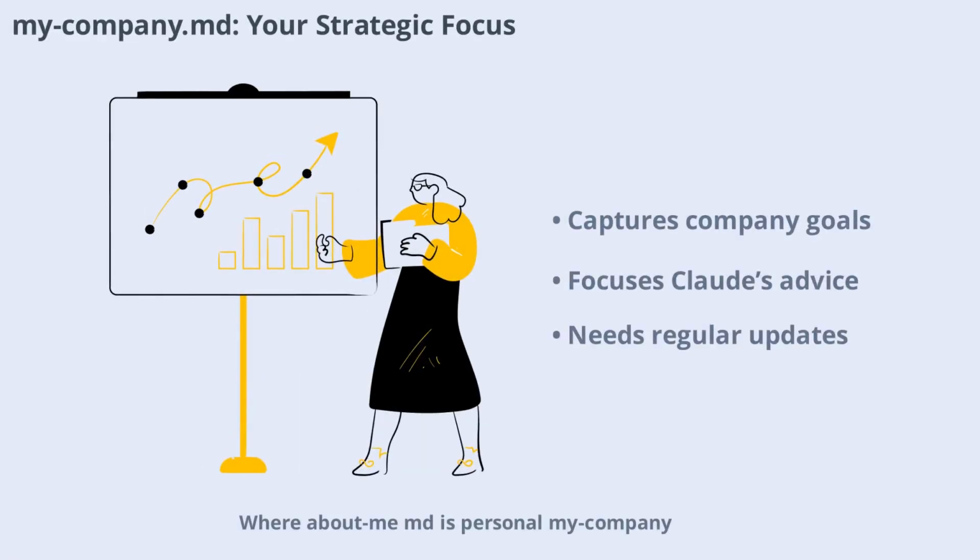Whereas About Me MD is personal, My Company MD is all about your current goals and priorities. It covers what you're building toward, the decisions you're facing, and what you want to avoid. Answer 6 to 8 focused questions about your targets and direction. Update this file regularly as your goals evolve. An outdated file can be misleading and reduce Claude's effectiveness.